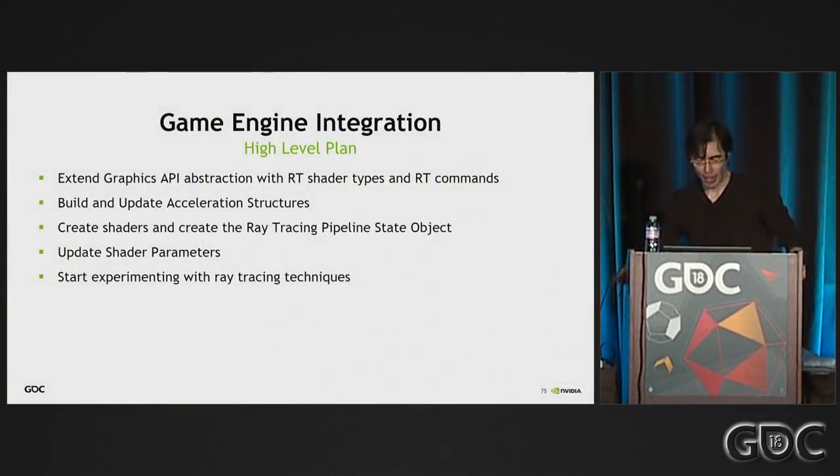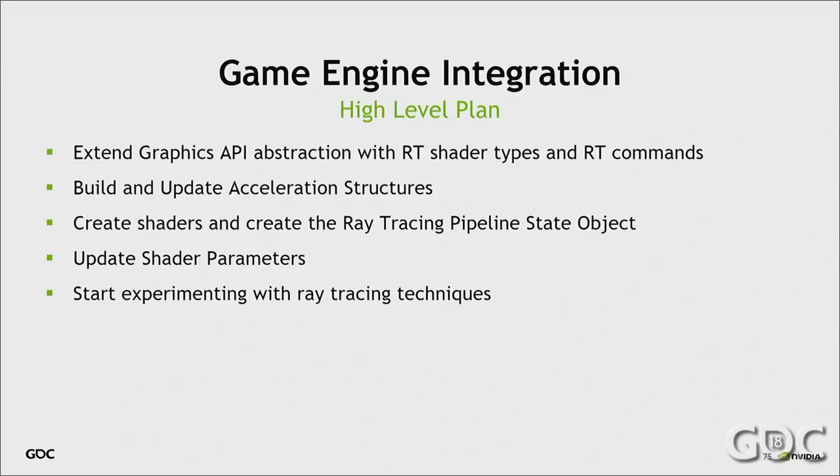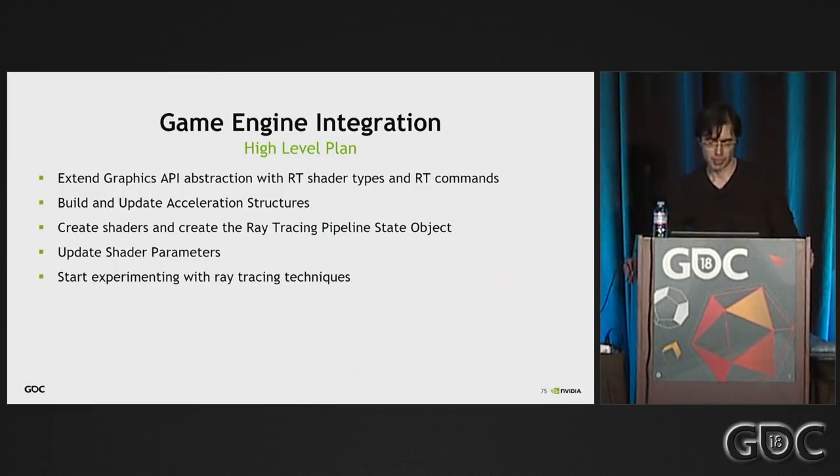So I would like to tell you a little bit about how we integrated ray tracing and basically give you a high-level five-minute overview of the usual process. You will probably start by extending your graphics API abstraction layer with some new ray tracing shader types and ray tracing commands to build acceleration structures and to do ray tracing dispatch commands in command queues. You will have to somehow figure out how to build all the ray tracing acceleration structures for all the geometry in your scene, and also how to update this in real time whenever geometry deforms or when objects move.